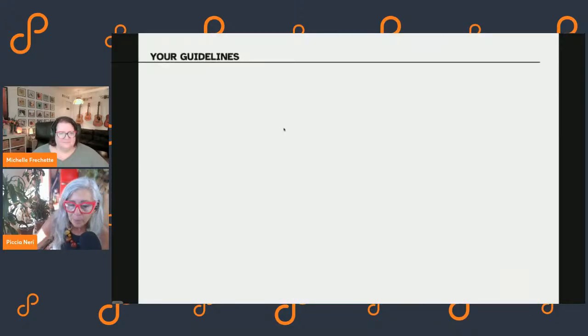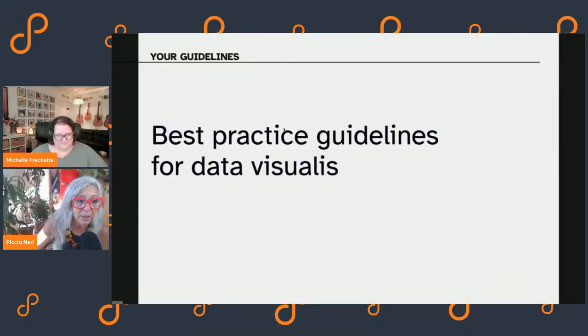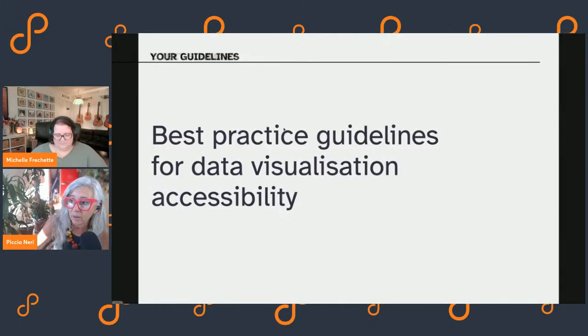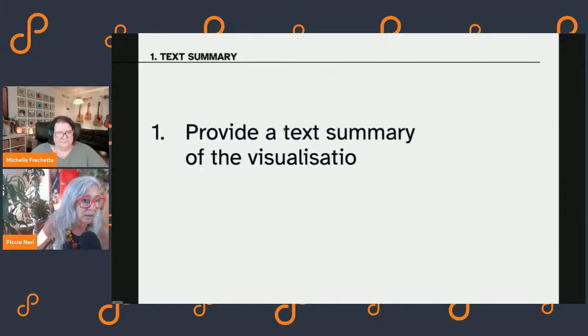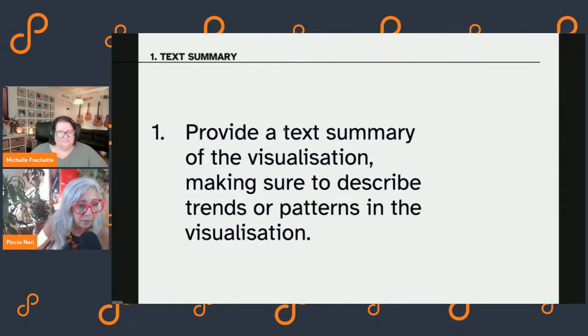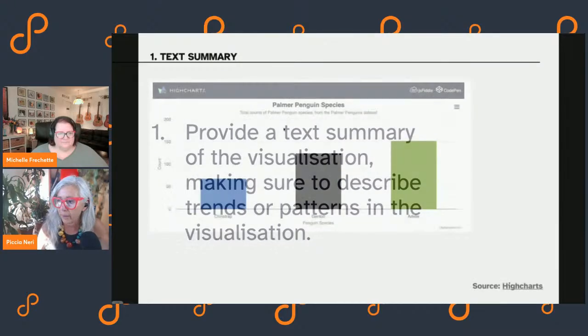So, best practice guidelines for data visualization accessibility. First of all, text summary. You need to provide a text summary of the visualization in the text. You can do it somewhere else if it's very complicated, but it needs to be there. Make sure to describe trends or patterns in the visualization, because you're interpreting the data. Maybe there's a story that you want to tell above another.